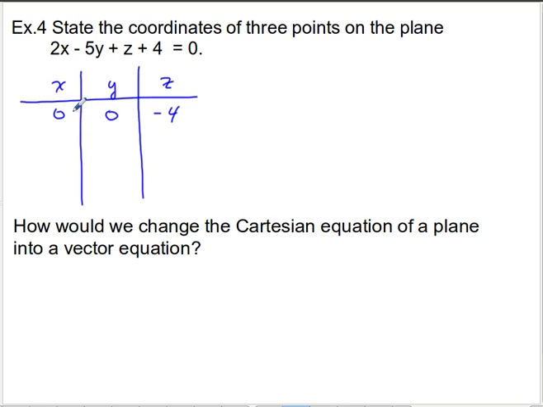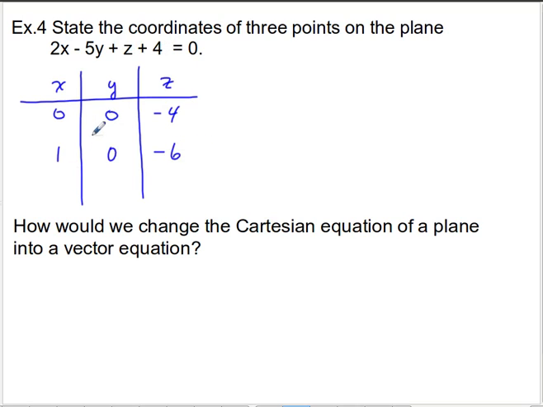So from here, I could go, for example, (1, 0), and that's going to give me, if I put a 1 in here, that's 2, 0 there makes that easy, and then I end up with 2 plus 4 is 6, so z equals -6.